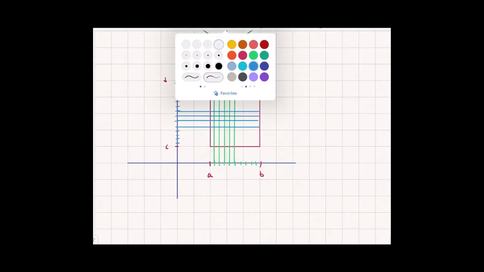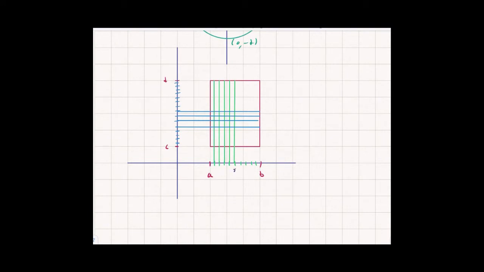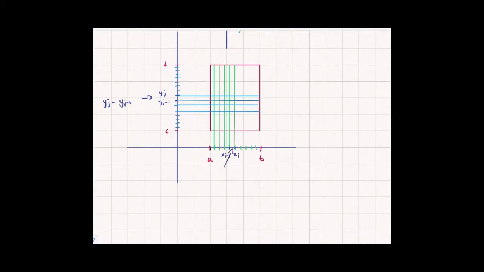And so I can call this partition pair here, this is, say, xi here, and this one is xi minus 1. And then let's call this point yj minus 1, and this one is yj. So this is the general y partition interval, which is of length yj minus yj minus 1, and this has a length of xi minus xi minus 1.